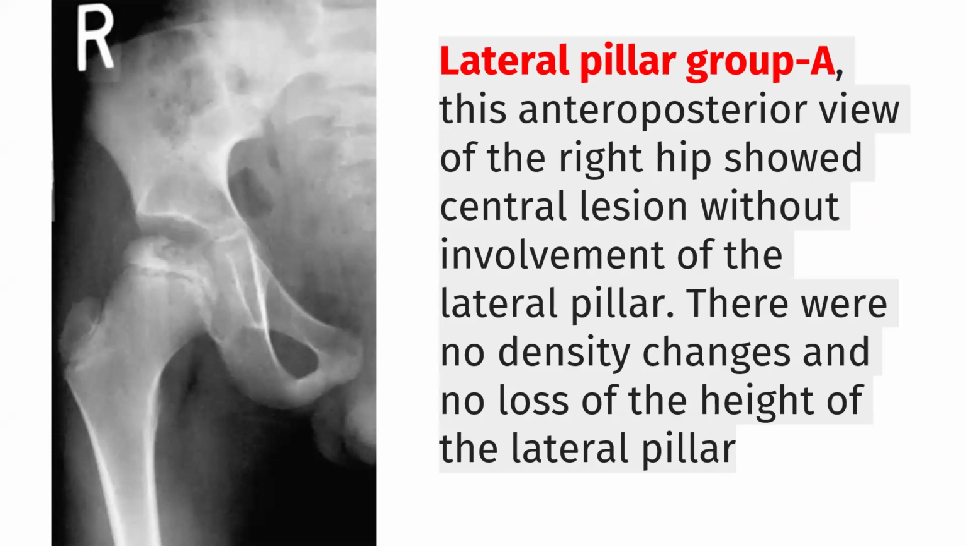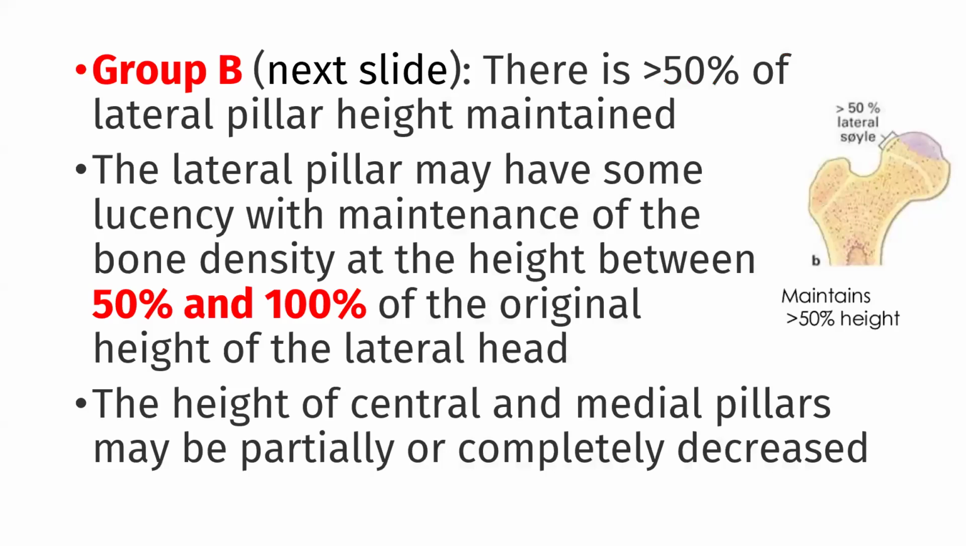Group B, there is greater than 50% of the lateral pillar height maintained. You have to keep this in mind. It is greater than 50%. The lateral pillar may have some lucency with maintenance of the bone density at the height between 50 and 100% of the original height of the lateral head. The height of the central and medial pillars may be partially or completely decreased.